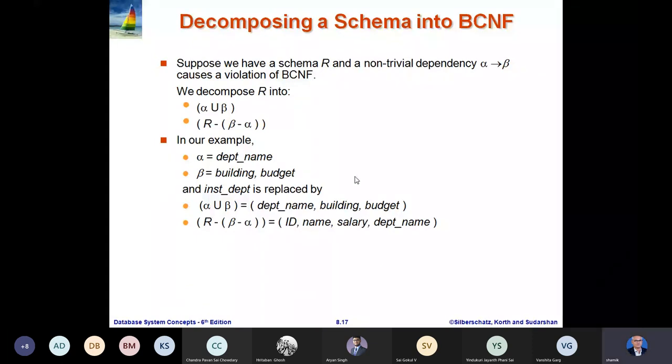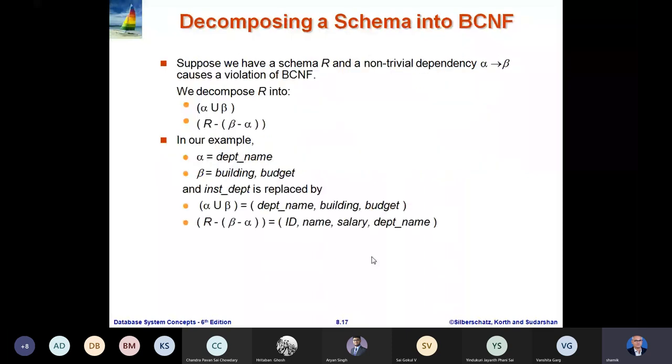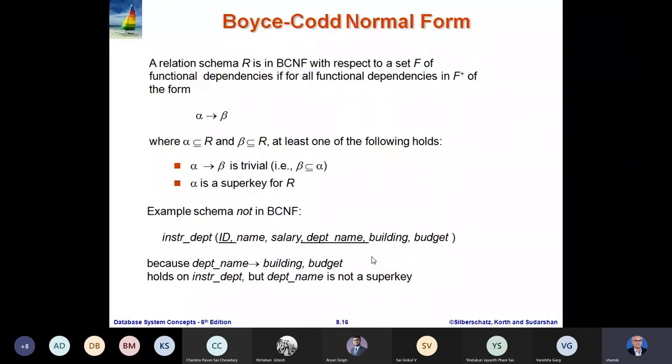But there is one issue: these functional dependencies have to be checked. What do we mean? If you remember, if we said that these are the functional dependencies, then any time we try to enter any row in this table, we have to ensure that the FDs are not violated.